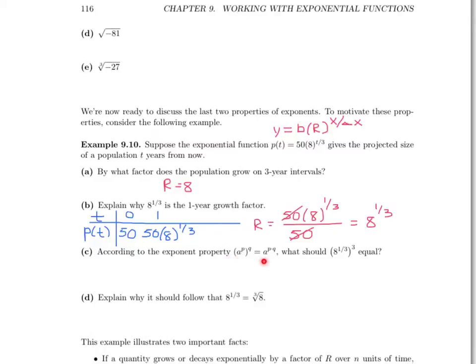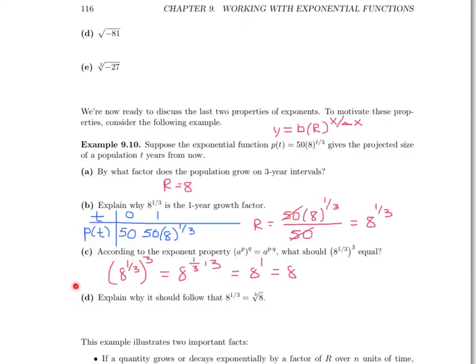According to the exponent property, this is one of the properties we saw in our last screencast, what should this equal? Well, if I take 8 to the 1/3 power and raise it to the 3rd power, if I apply my property, I should really just take 8 and raise it to the 1/3 times 3. But 1/3 times 3 is equal to 1, so this is really 8 to the 1, or 8. So 8 to the 1/3 power, if you cube it, you get 8. So this is all very strange. Again, we don't even know what this quantity is, but we do know that if we cube it, we get 8.